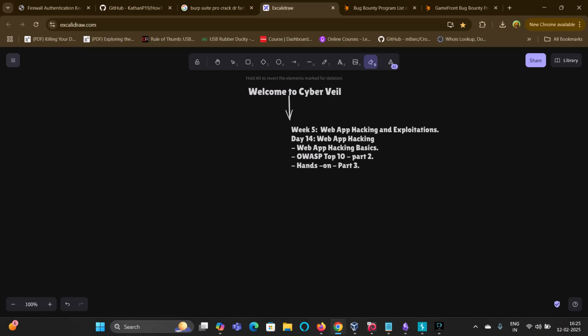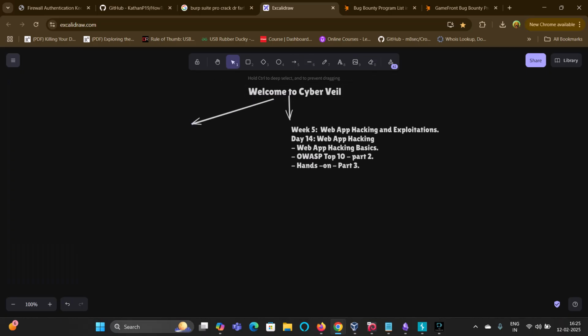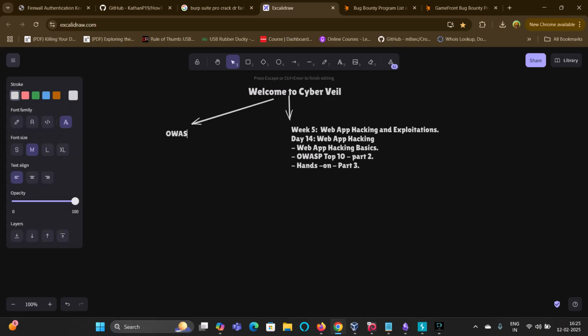Today's topic is going to be the OWASP top 10. This is part 2 of the day 14 content which we are going to discuss. Before we proceed with what the OWASP top 10 vulnerabilities are, I would like to tell you what the full form of OWASP is, why we need OWASP, and what it basically is.